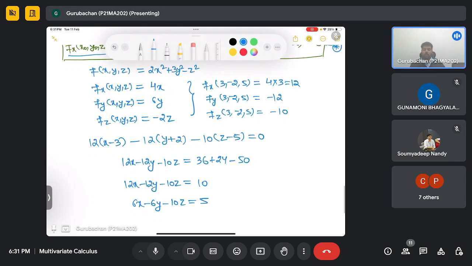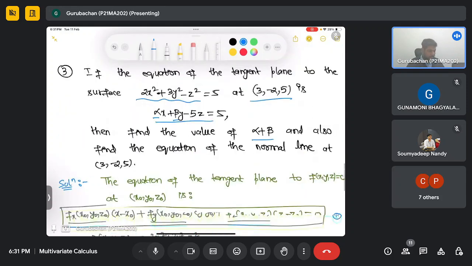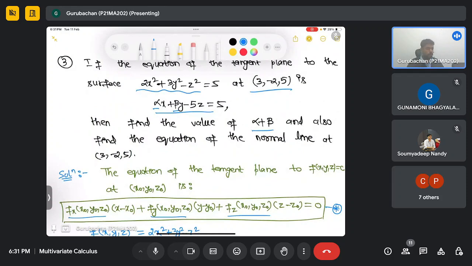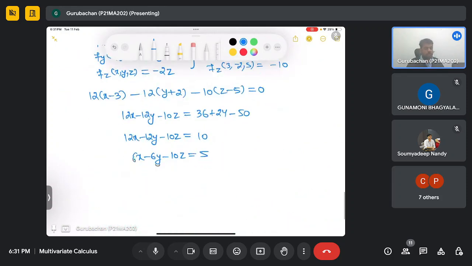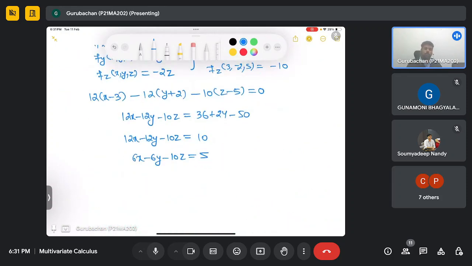And we have been given the equation of the form alpha x plus beta y minus 5z equal to 5. So this seems similar to that, or in fact the same. So we can get alpha is equal to 6, and since there is a plus beta, it will be minus 6. So what is the addition of alpha plus beta? It will be 6 minus 6, which is equal to 0.